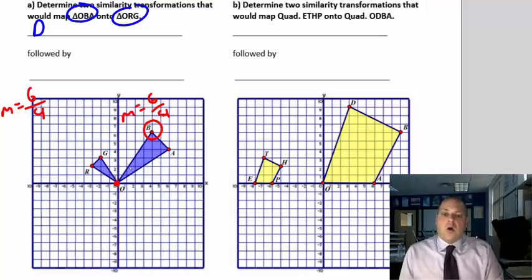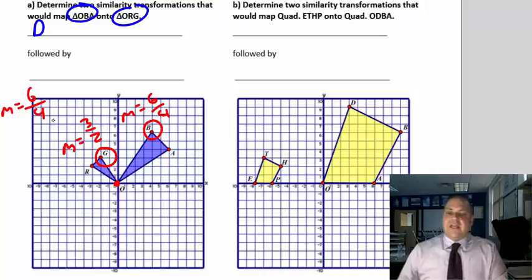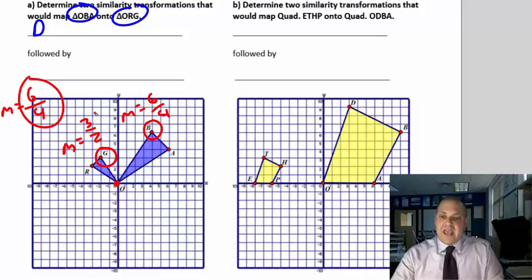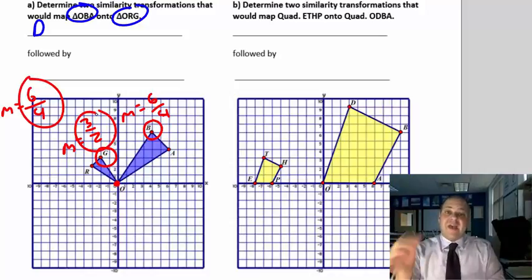Okay? So, it looks like B went to G. Up 1, 2, 3 over 2. Up 3 over 2. So B went to G, and it's up 3. My slope is 3 over 2. So what happened? Instead of going up 6 over 4, it went up 3 over 2. See how these chopped in half? Okay, it chopped in half. That means it was a dilation of a half. That's how you can tell.